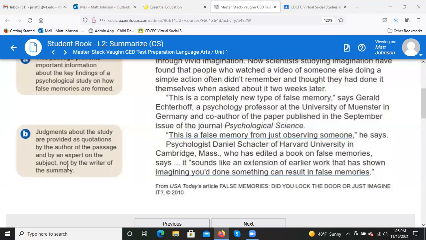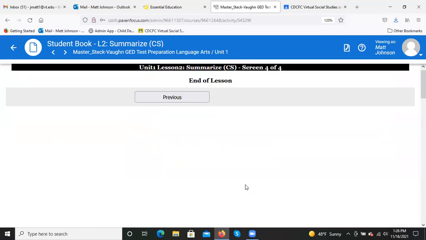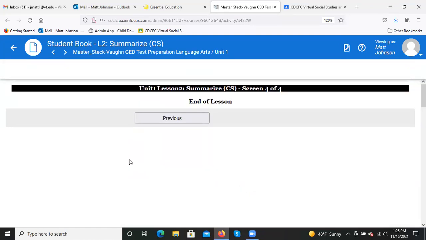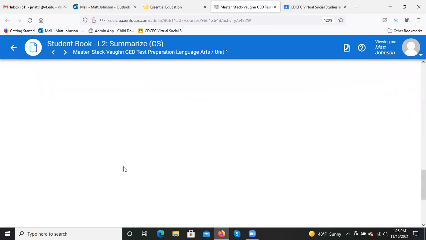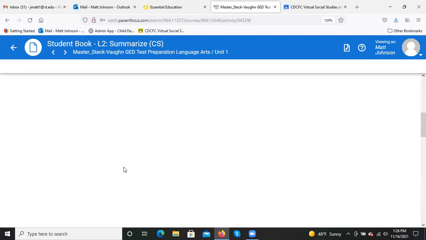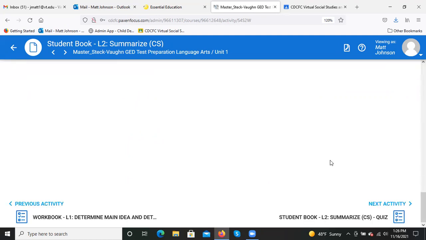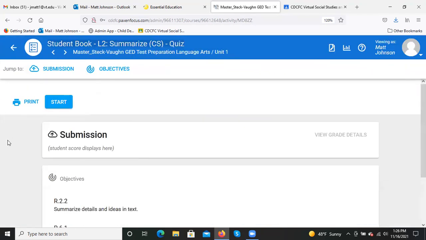Okay, so now we're at the end of the lesson. So we're going to scroll down and that should take us to the next activity. So it's going to be student book, lesson 2, summarize quiz, or that's what mine says. Yes, we should be on. We'll make sure before we move on. Student book, lesson 2, summarize, quiz. Make sure we're all in the same place here before I hit start.